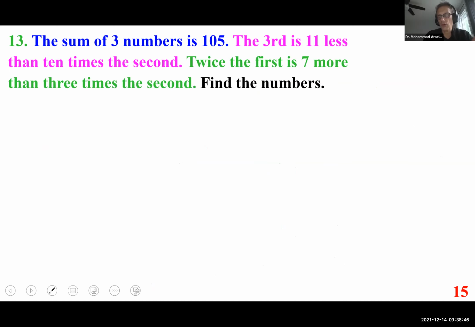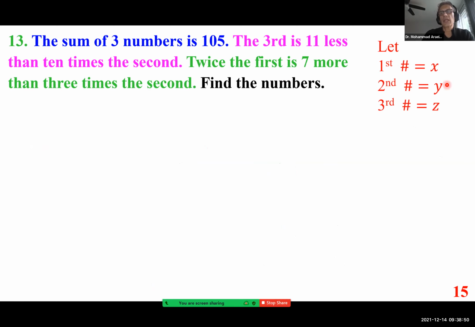Let's say the numbers are x, y, z. So the first one is x, the second one is y, the third one is z, or anything you want, but just define it. Now that we have this, let's go sentence by sentence. The first one says the sum is 105, x plus y plus z is 105.